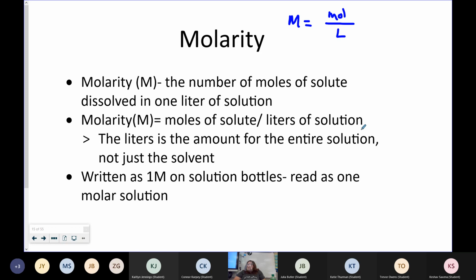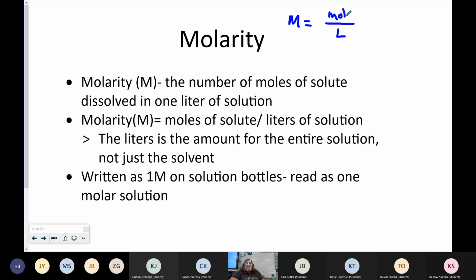Generally, this is something you would have seen on our solution bottles that we use in lab. For certain substances, it might say 1 M or 0.1 M. So this is just a 1 molar solution, which means that there's 1 mole per liter. This is something that you are going to have to calculate, and like I said, this formula is on your reference sheet.